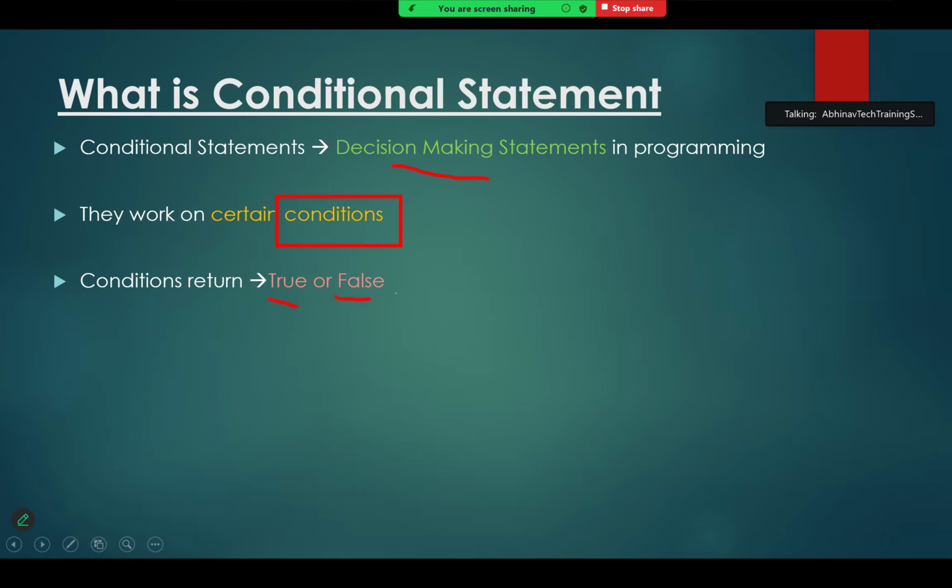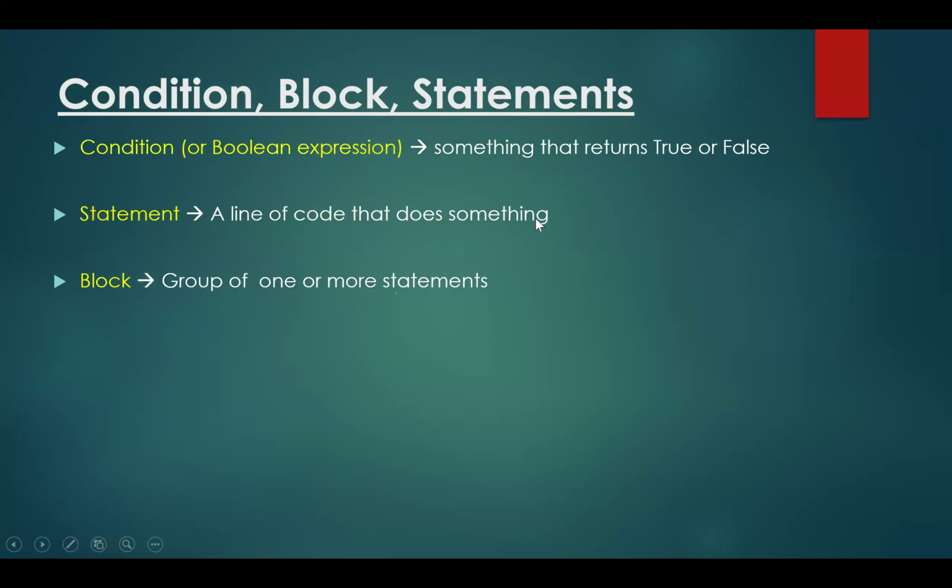So the decision is based on the output that these conditions are producing. If it is true, then that set of statements will be executed. If it is false, those statements will not be executed. So that's what I have mentioned here. Conditions can be something that returns true or false.